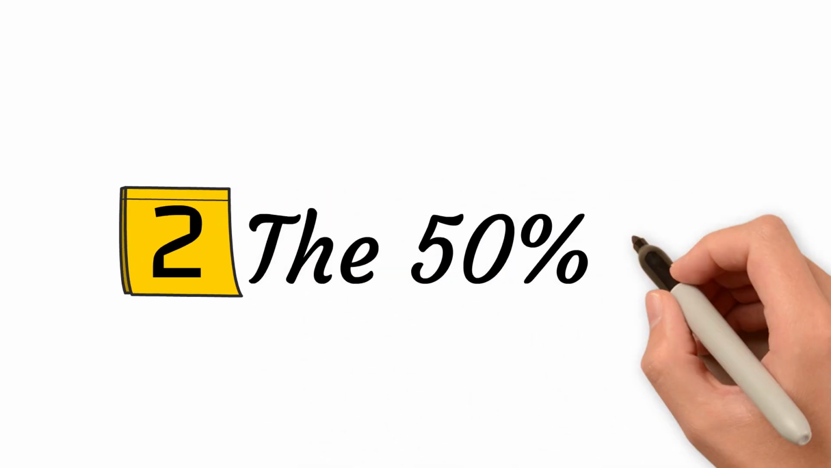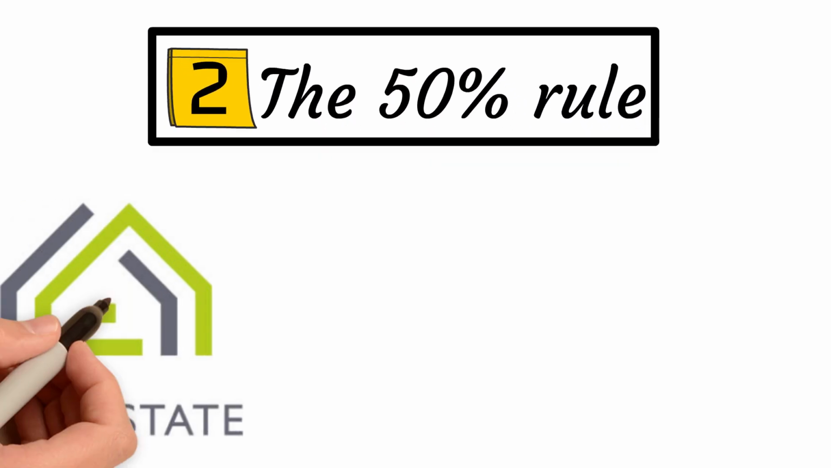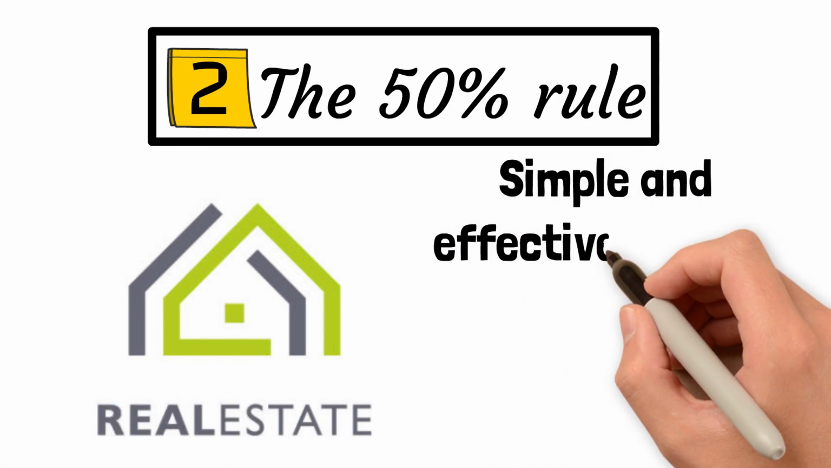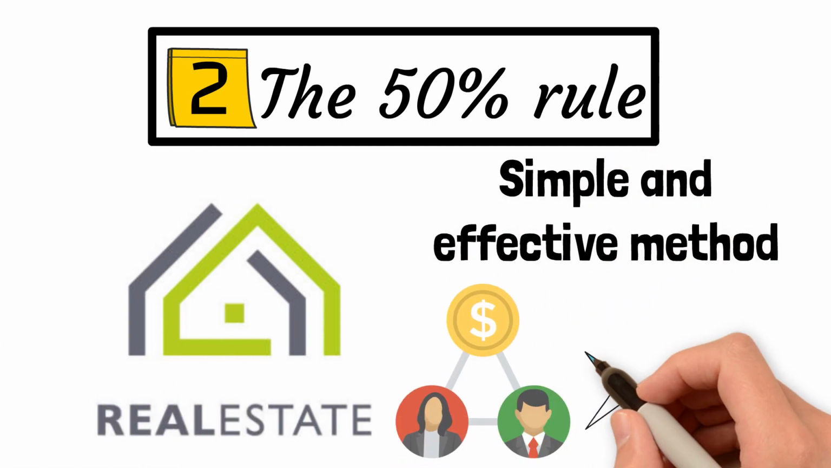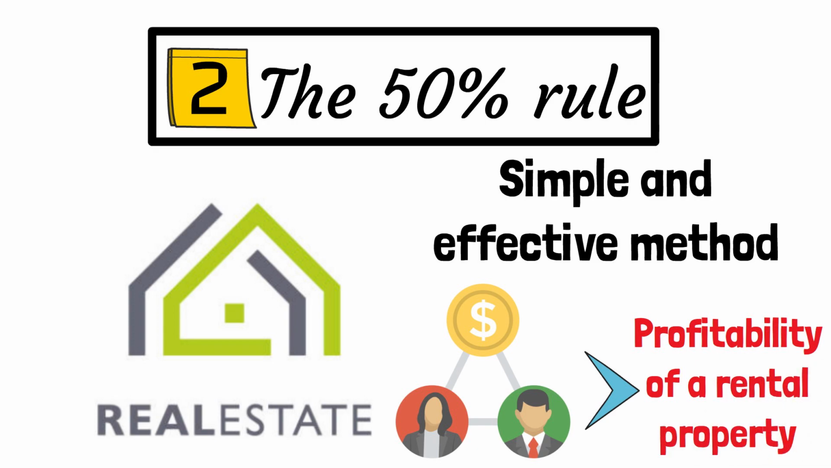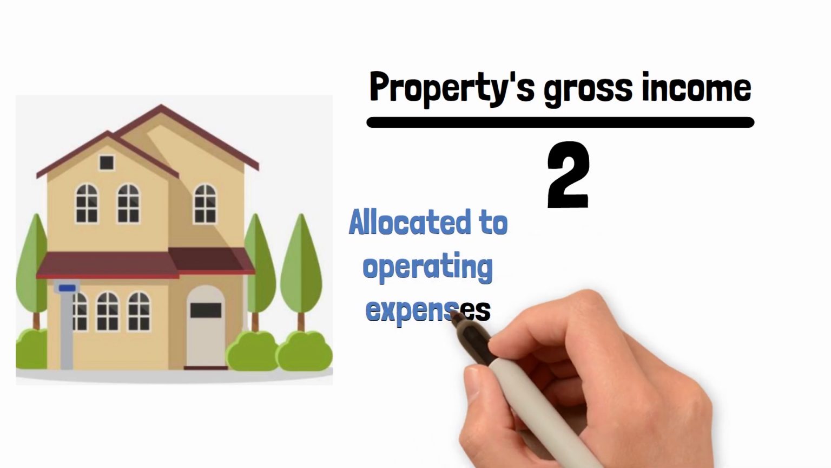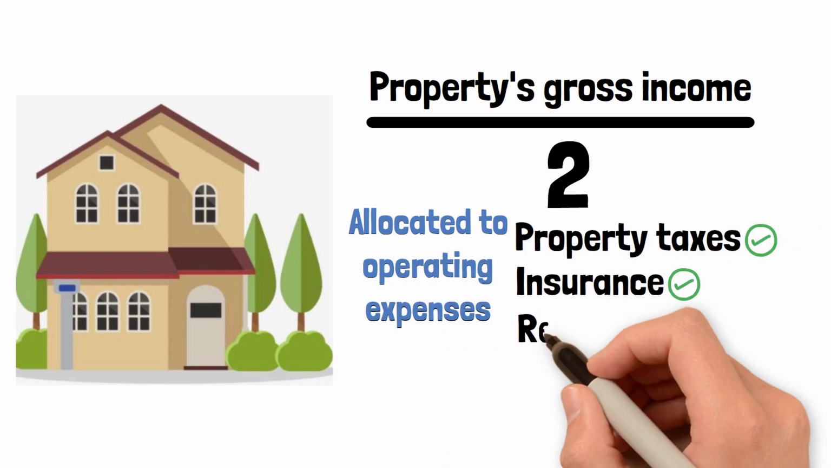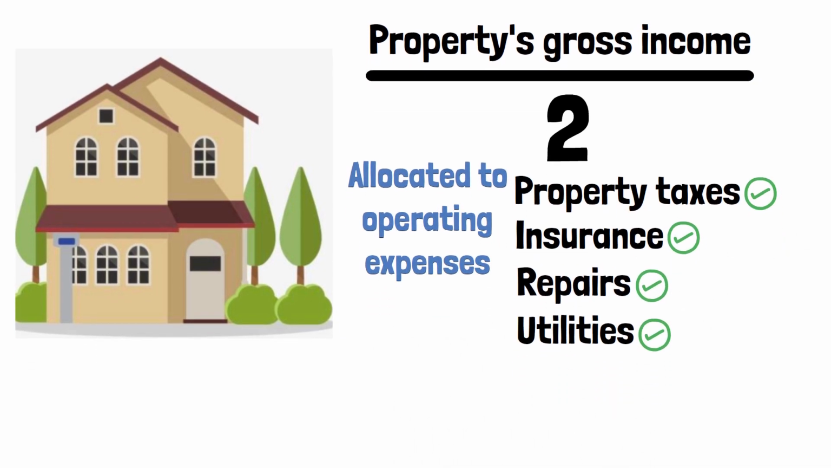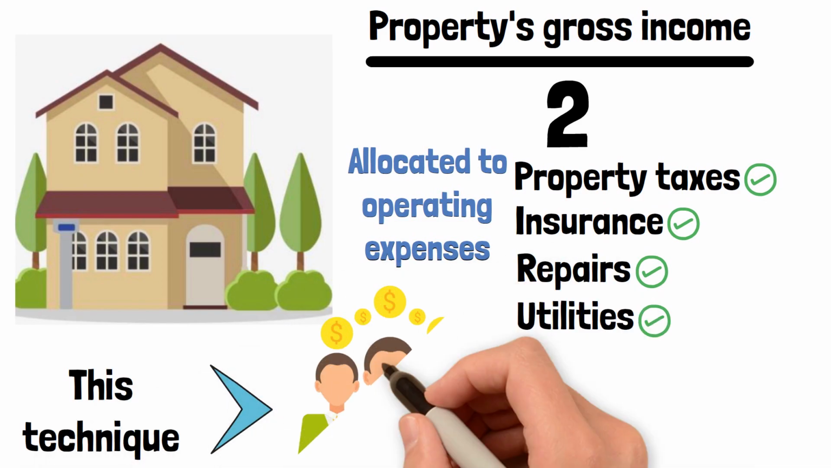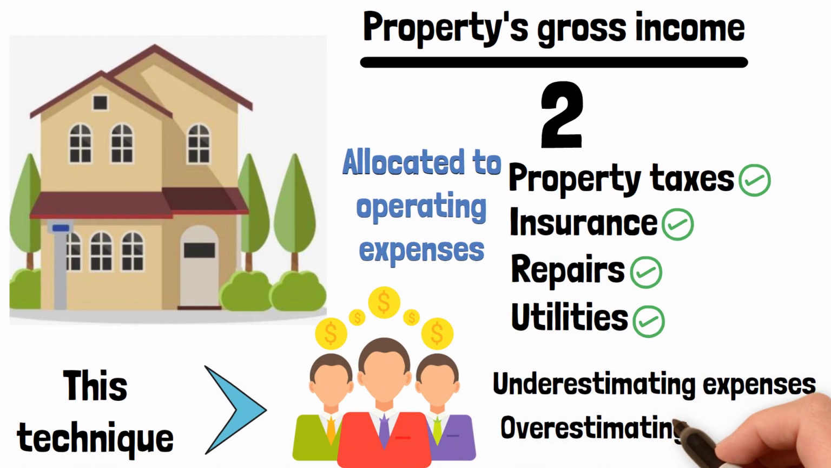Number 2. The 50% Rule. The 50% rule in real estate is a simple and effective method for investors to determine the profitability of a rental property. It specifies that half of the property's gross income should be allocated to operating expenses, such as property taxes, insurance, repairs, and utilities. Using this technique, investors can avoid underestimating expenses and overestimating earnings.